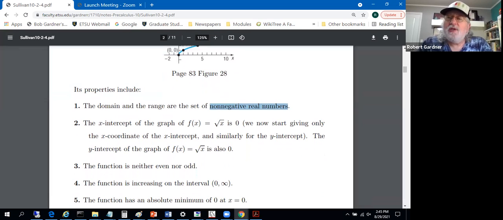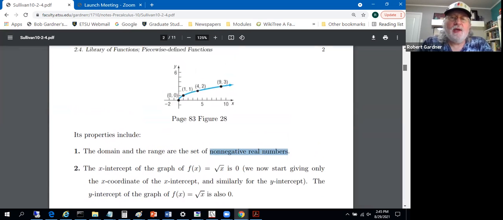The function is neither even nor odd. If it were even, it would have symmetry with respect to the y-axis, and there's nothing over here to be a mirror image of what's over here. So it doesn't have that symmetry. Symmetry with respect to the x-axis: a function will never have that symmetry unless it's the constant function f(x) equals 0. There's nothing up here that I could fold over to see a mirror image of it down here. If there was, it wouldn't be a function because it would violate the vertical line test.